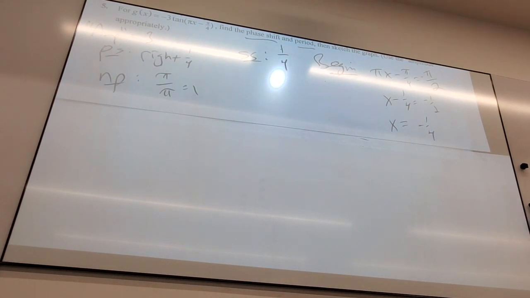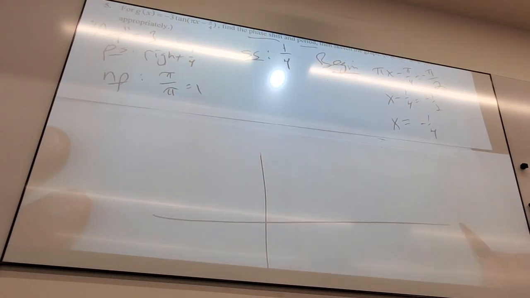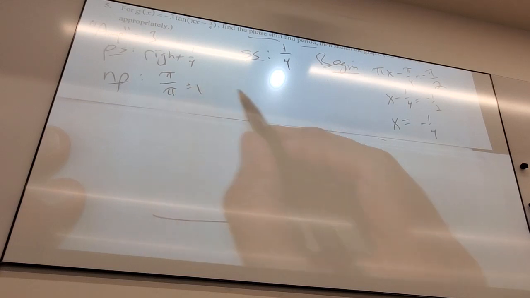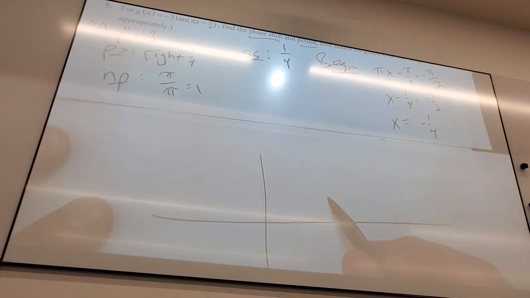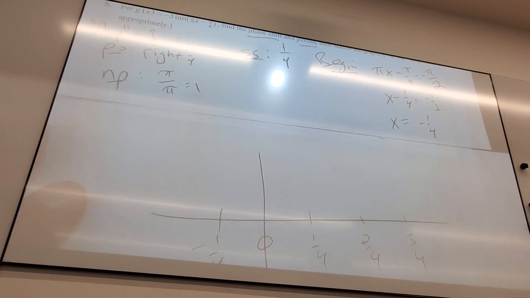Okay, let's see. So I'm going to start at negative 1/4. I'm going to step by 1/4. So I don't have to worry about LCD because it's already LCD, right? So I'm going to start at negative 1/4. One step will take me to 0. Another step 1/4. Another step 2/4. Another step 3/4. That's 1, 2, 3, 4 steps.